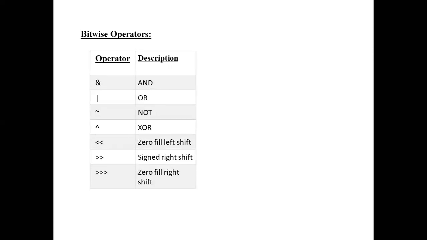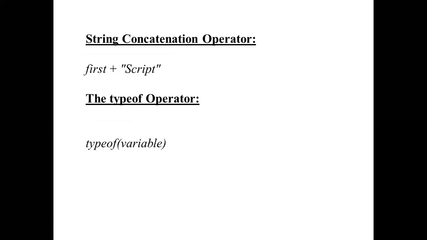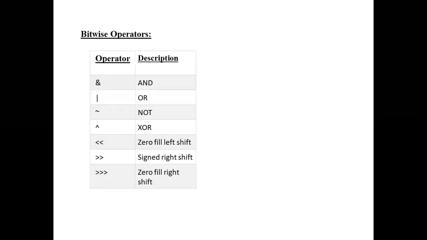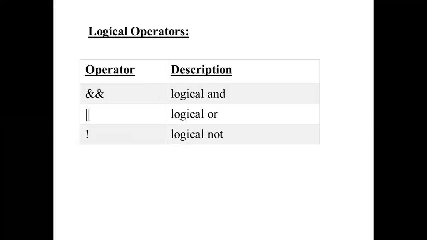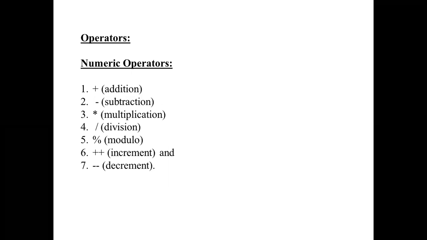Next, bitwise operators. In the next class we will see all the examples for these operators: bitwise operators, logical operators, comparison operators, assignment operators, string concatenation operator, addition operator. In the next class we see the example programs for these operators. Is it clear?